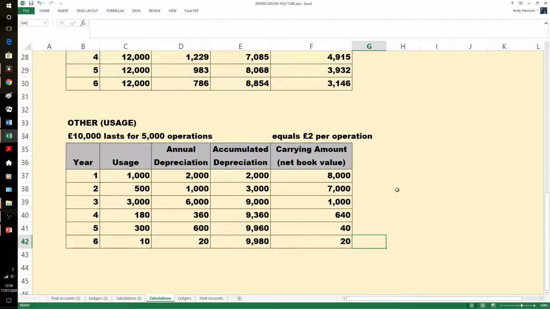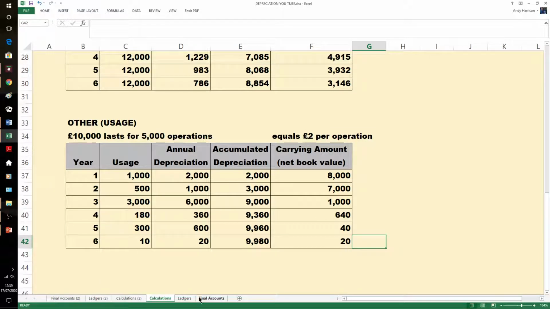How long will your machines last? How much will they be worth? It just depreciates according to how often we use it. Or we could actually calculate how many uses left we've got and multiply that by 2 as well. We'll come to the same answer.